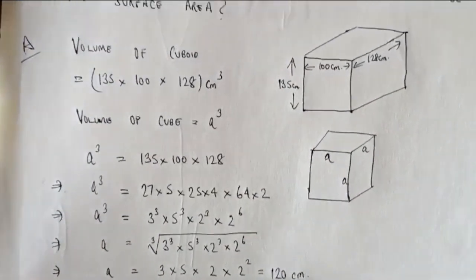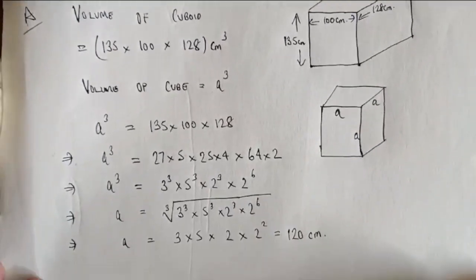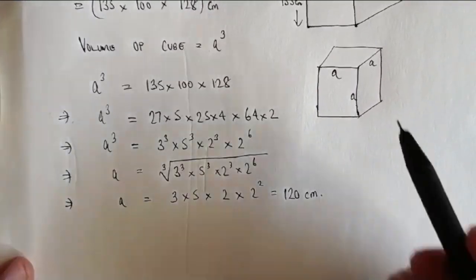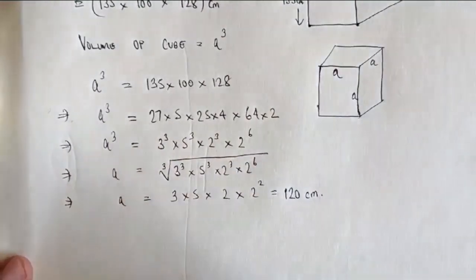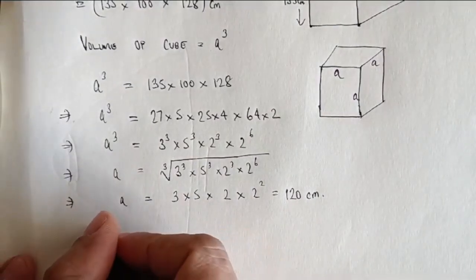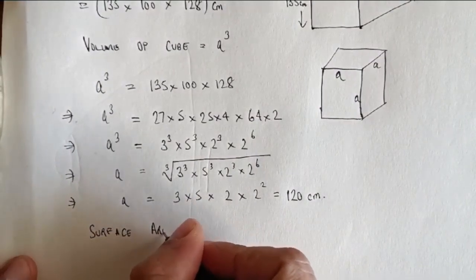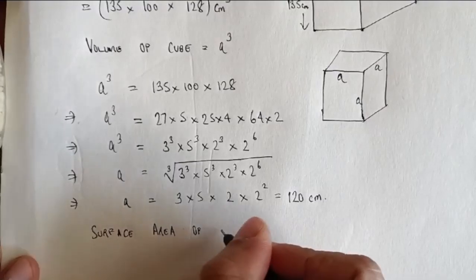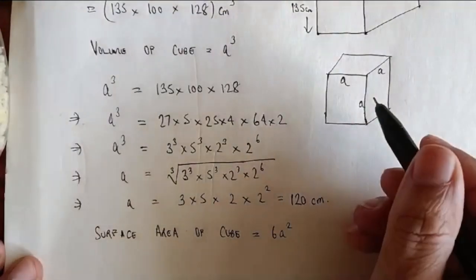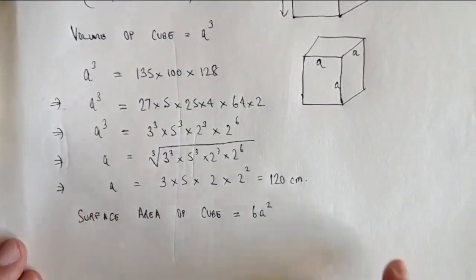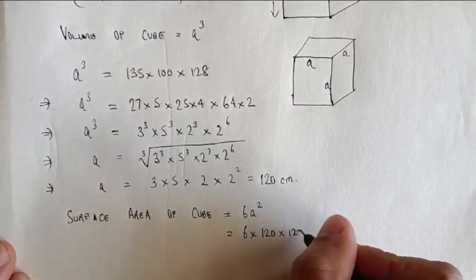Now the question is, we have to find the surface area of the cube. The surface area of a cube is equal to the surface area of any one of its sides into 6, because a cube has 6 faces. So surface area of cube is equal to 6a squared, since each side's area is a squared. So this is equal to 6 into 120 into 120.